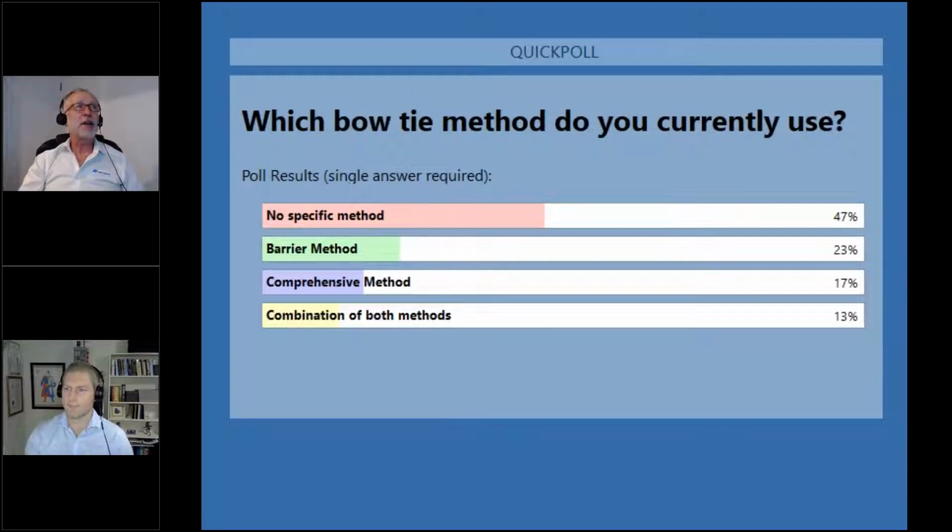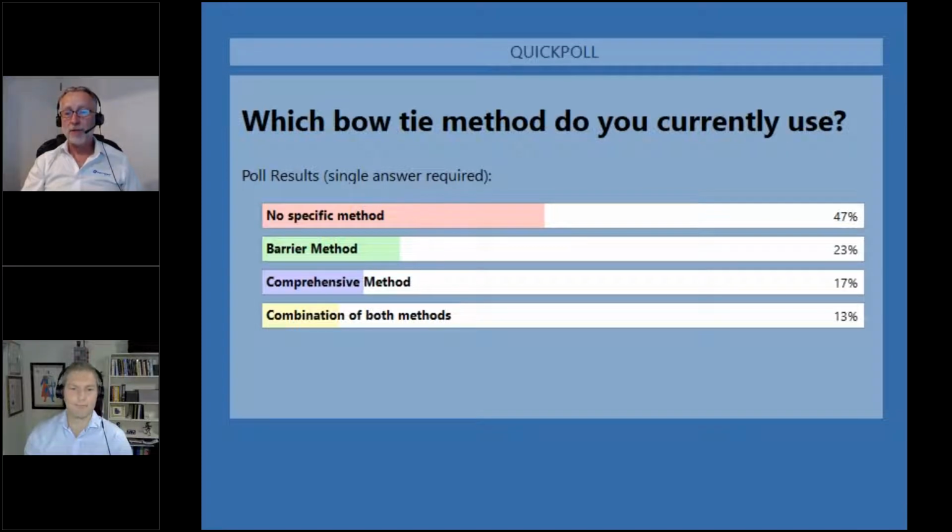Okay, 50% no specific method, 23% barrier. That's been the more traditional one. 17% comprehensive. That surprised me actually. And where we are as a firm is the last one, combination of both methods. So there's a reasonable scattering over there. And I am very much of the 13% using both methods fit for purpose.